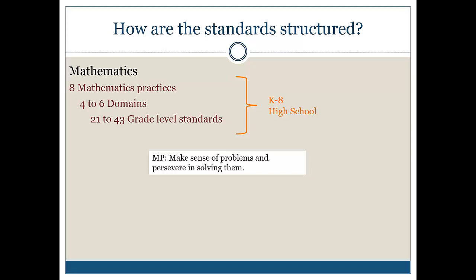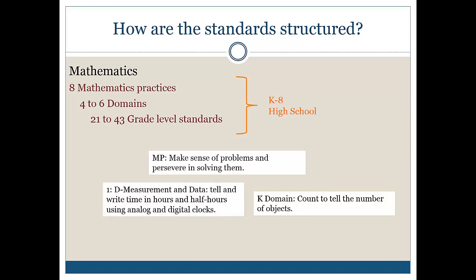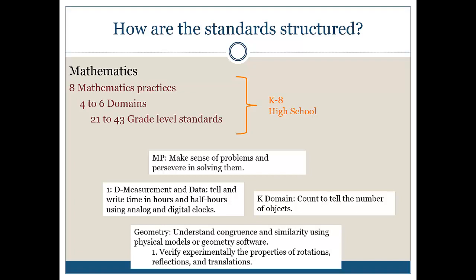Domains are short phrases used to organize groups of standards. For example, one domain in kindergarten is count to tell the number of objects. There are 21 to 43 standards per grade or subject. For example, for first grade, in the domain of measurement and data, students tell and write time in hours and half hours using analog and digital clocks. In high school geometry, the domain is understand congruence and similarity using physical models or geometry software, and one of the standards within this domain is verify experimentally the properties of rotations, reflections, and translations.